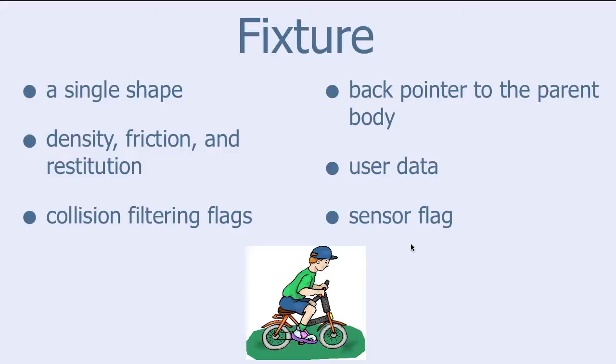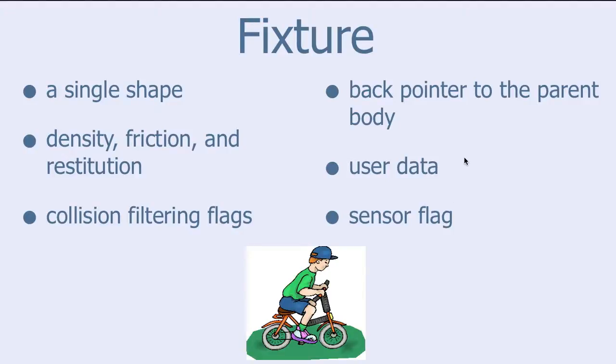We also have sensor values. It is used to tell our game logic when 2 bodies overlap. For instance, if the boy is walking to the bike and starts to mount it, he will overlap with the bike, and our game logic might want to know that this is happening.